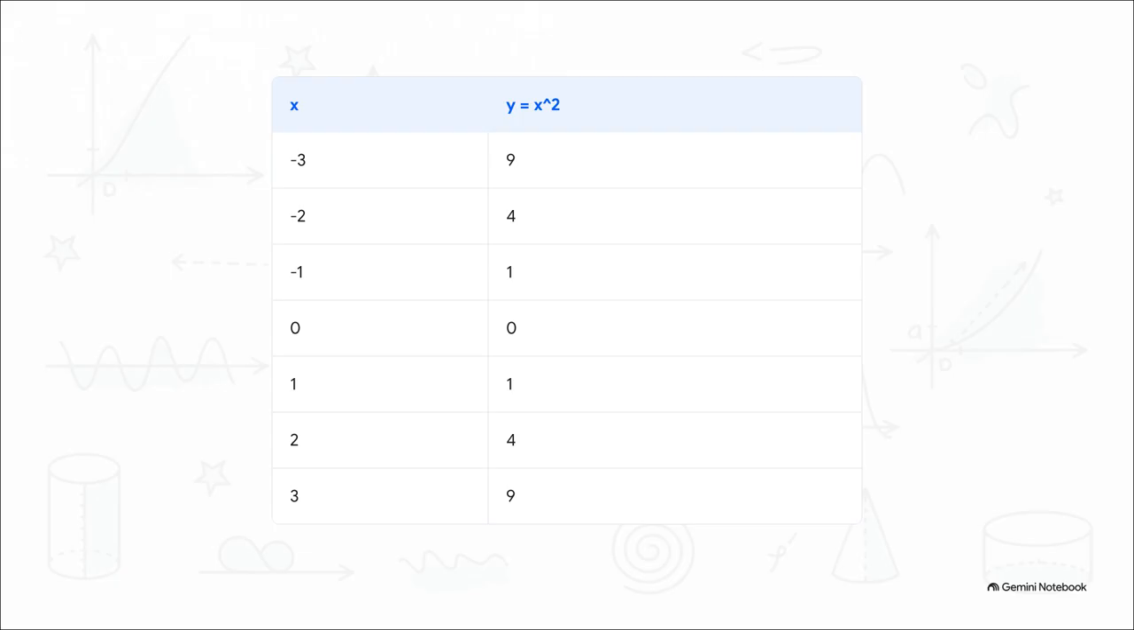So if we choose an x of -3, -3 squared gives us a y of +9. If x is -2, y is 4. If x is 0, y is 0. And if x is 3, y shoots back up to 9. By simply changing that input x, the function magically spits out a new y, giving us a whole sequence of coordinate pairs. And if you were to plot these specific points on our map and connect them all smoothly, you wouldn't just have random dots, you'd see a beautiful, perfect U-shaped curve.